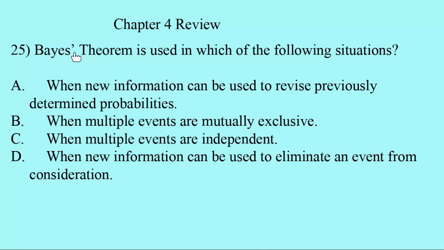Okay. Bayes' theorem is used in which of the following situations? A, when new information can be used to revise previously determined probabilities; B, when multiple events are mutually exclusive; C, when multiple events are independent; or D, when new information can be used to eliminate an event from consideration. So think about that one.